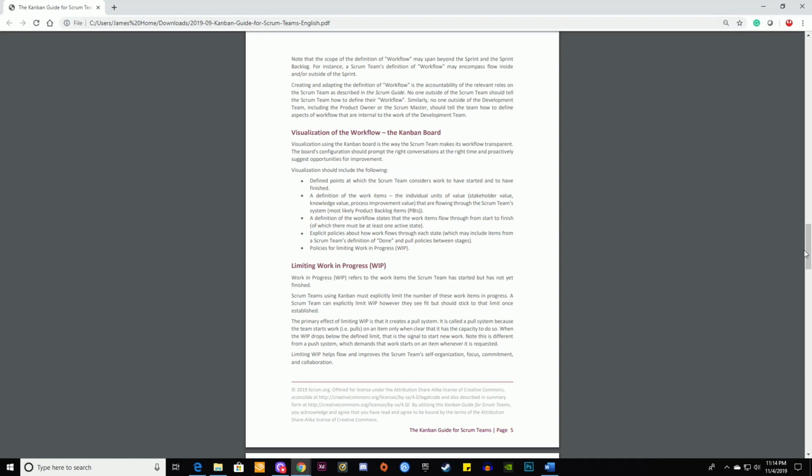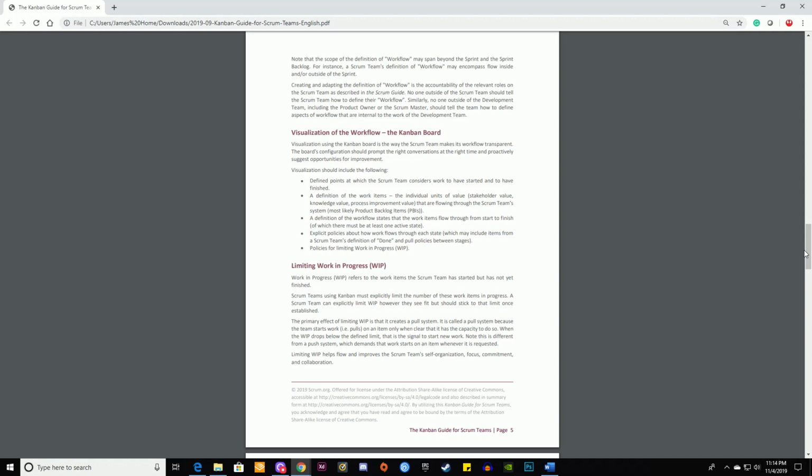Limiting work in progress, WIP. Work in progress, WIP, refers to the work items the Scrum team has started but has not yet finished. Scrum teams using Kanban must explicitly limit the number of these work items in progress. A Scrum team can explicitly limit WIP however they see fit, but should stick to that limit once established.